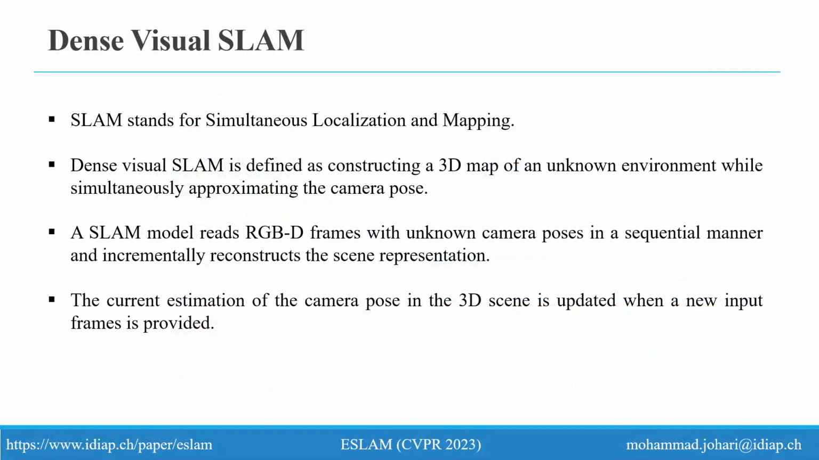A dense visual SLAM method involves constructing a 3D map of an unknown environment while simultaneously approximating the camera pose. To achieve this, the SLAM model reads RGBD frames with unknown camera poses in a sequential manner and incrementally reconstructs the scene representation. As new input frames are provided, the model updates the current estimation of the camera pose in the 3D scene. This allows for real-time mapping and tracking in a 3D environment.